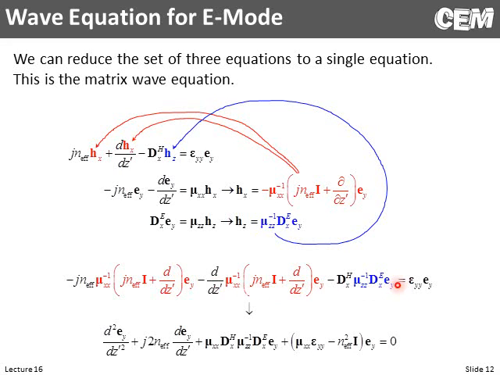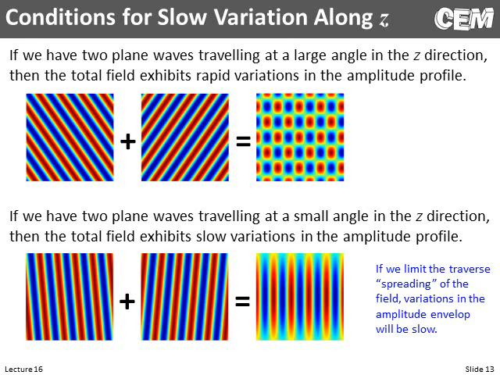We turn our crank and simplify a little bit, and now we have a matrix wave equation which has both a first and a second order derivative, and this will cause us problems and leads us to our next approximation. So to understand that approximation, let's look at two different cases.